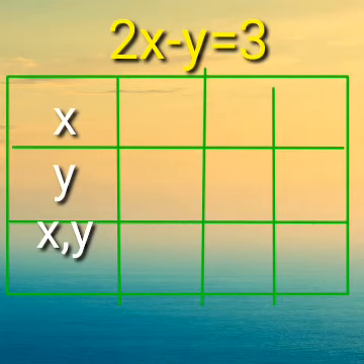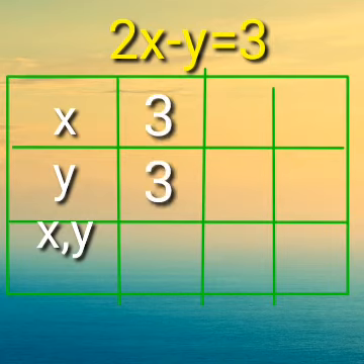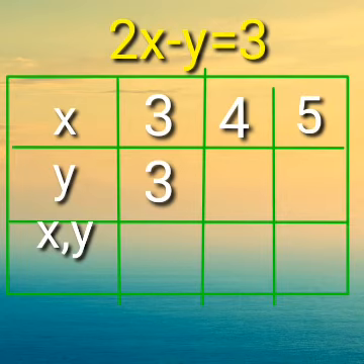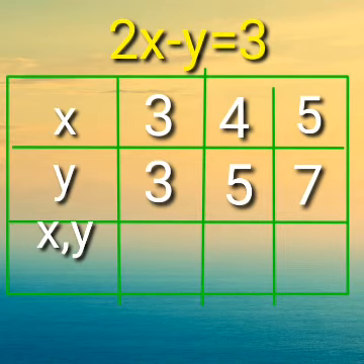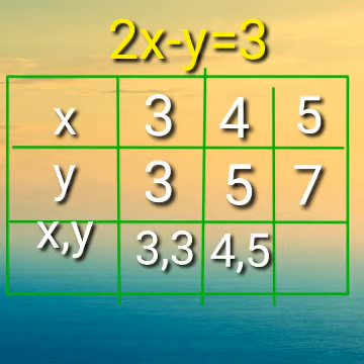Addition of coefficient of x and y is 2 minus 1, which is equal to 1. Constant 3 upon 1 is equal to 3. Take this value in both x and y columns. 3 plus 1 is equal to 4. 4 plus 1 is equal to 5. 3 plus 2 is equal to 5. 5 plus 2 is equal to 7. Last row is complete: 3, 3, 4, 5, 5, 7.